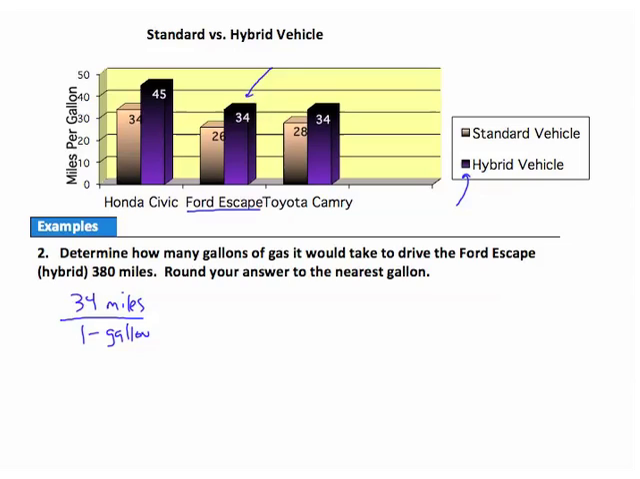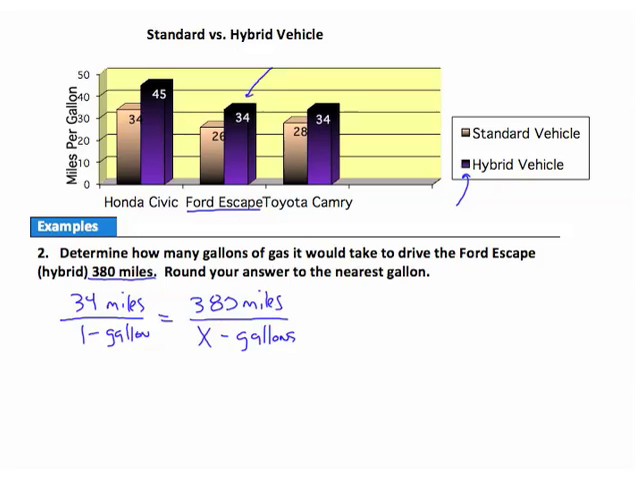Now what we're asked to do in our question here is to find out how many gallons it will take to drive 380 miles. Well, we can set up a proportion to solve this. We could say 34 is to 1 gallon as 380 miles is to X gallons. We don't know how many gallons, but we could use this proportion to figure that out.